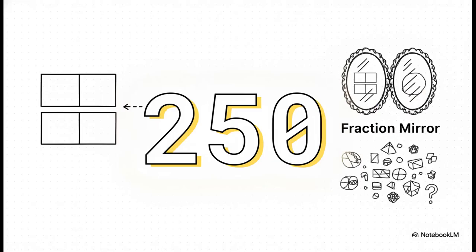And boom, there it is. 125 multiplied by 2 gives us 250. The grand answer to our first riddle completely revealed. See, the number didn't magically grow out of nowhere. We were simply counting smaller pieces, the halves, which naturally meant we ended up with way more of them. By using the fraction mirror, the trick is fully exposed.